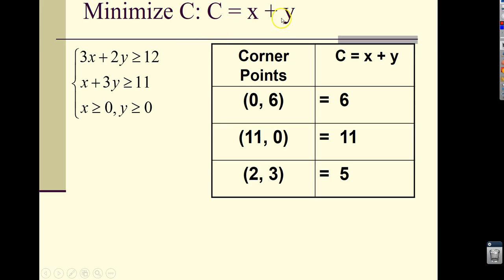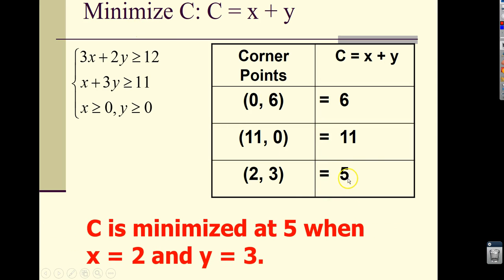We plug them into our function. And this one says minimize. So we minimize at 5 when x is 2 and y is 3.